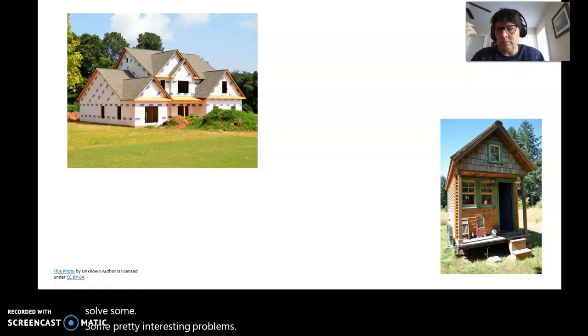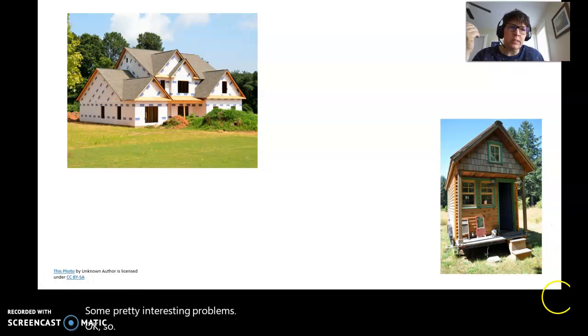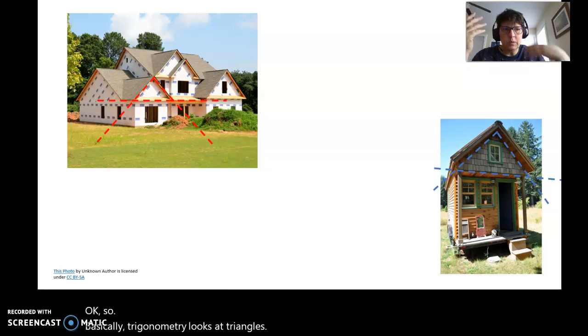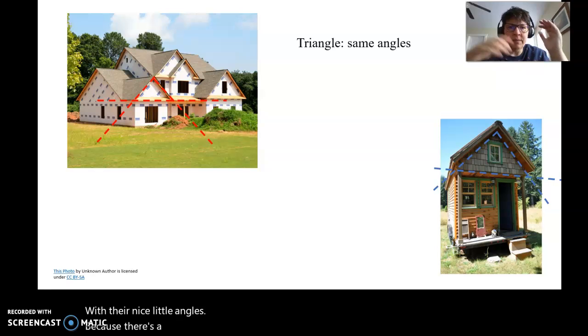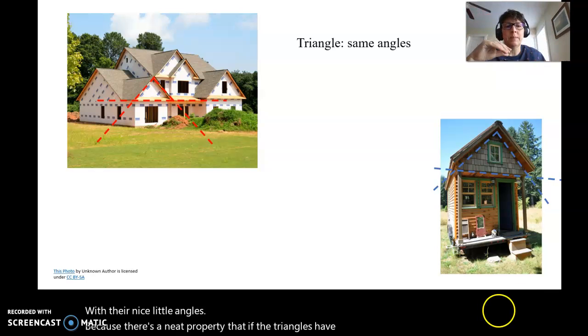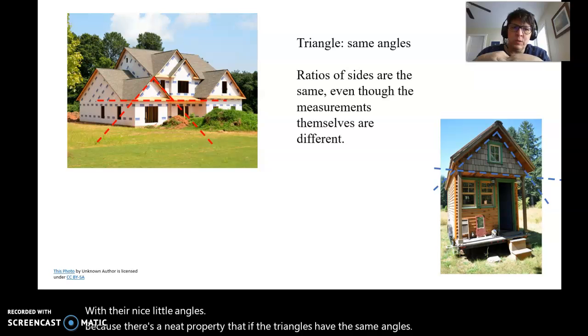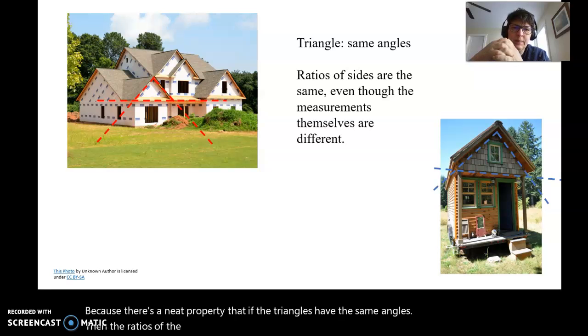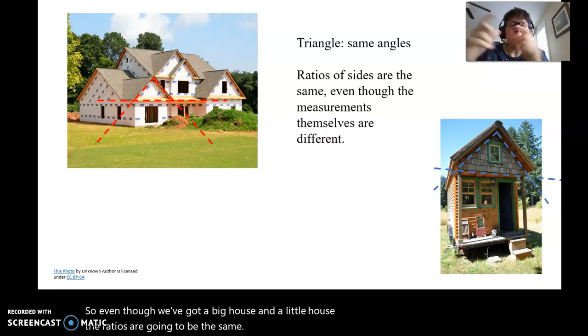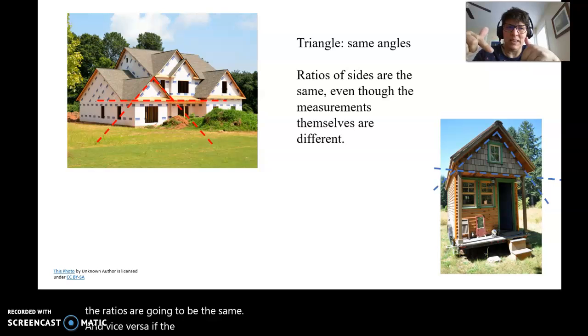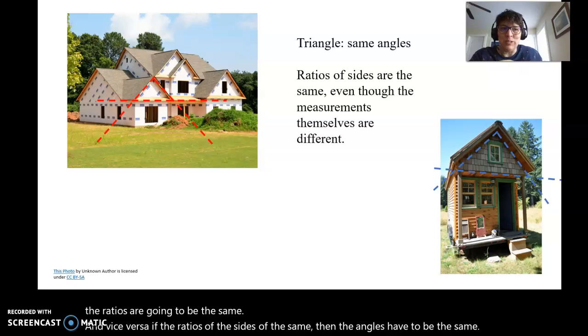Okay, so basically trigonometry looks at triangles with their nice little angles. There's a neat property that if the triangles have the same angles, then the ratios of the sides will be the same. So even though we've got a big house and a little house, the ratios are going to be the same. And vice versa, if the ratios of the sides are the same, then the angles have to be the same. And that's where the trigonometry comes in.